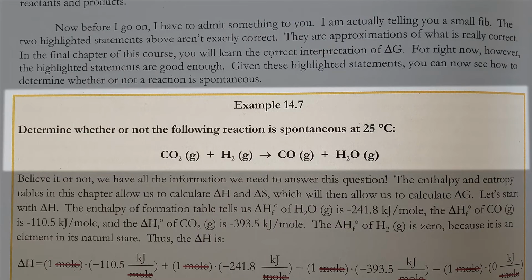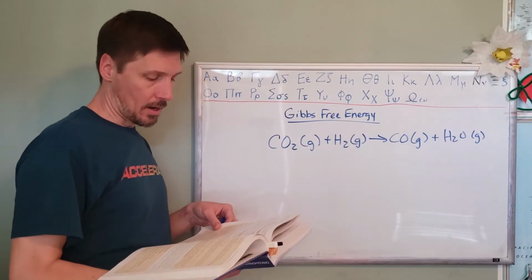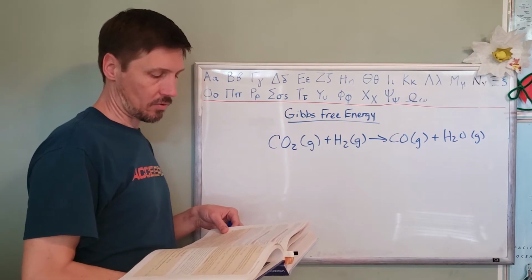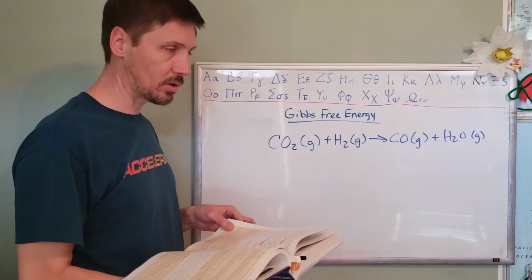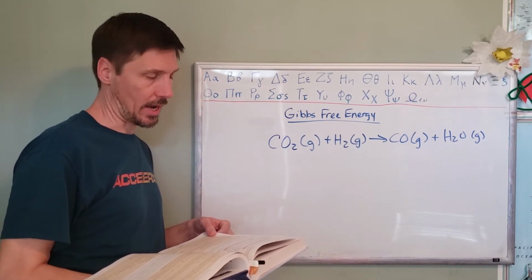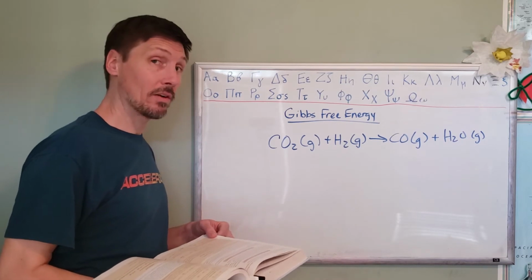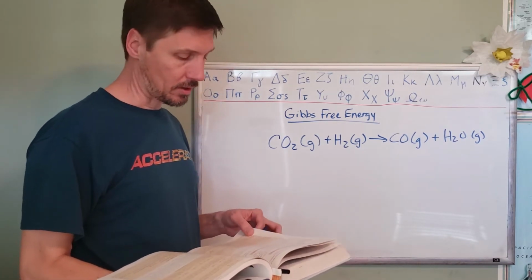The example says, determine whether or not the following reaction is spontaneous at 25 degrees Celsius. Carbon dioxide in gas form plus hydrogen in gas form yields carbon monoxide in gas form and water in gas form. Is the reaction spontaneous? In other words, is change in G less than 0 for this particular reaction? Believe it or not, we have all the information that we need in order to calculate this.